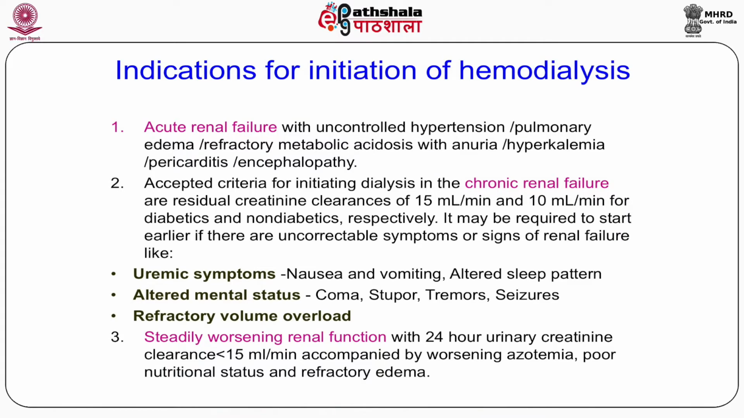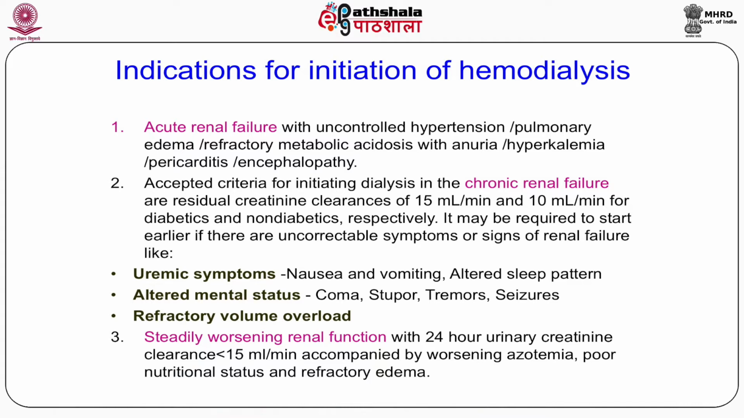So, in whom do you initiate the process of hemodialysis? It can be used in cases of acute renal failure to tide over conditions which are life-threatening for the patient, but it is the preferred modality of treatment for all chronic kidney disease patients who end up with a condition we call end-stage renal disease. End-stage renal disease, or ESRD as it is called, basically means that the estimated GFR of the patient is less than 15 ml per minute for non-diabetics and 10 ml per minute for diabetics.